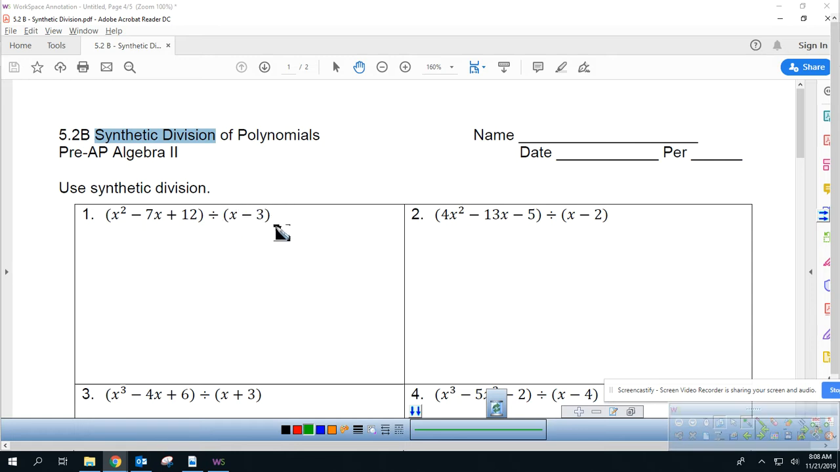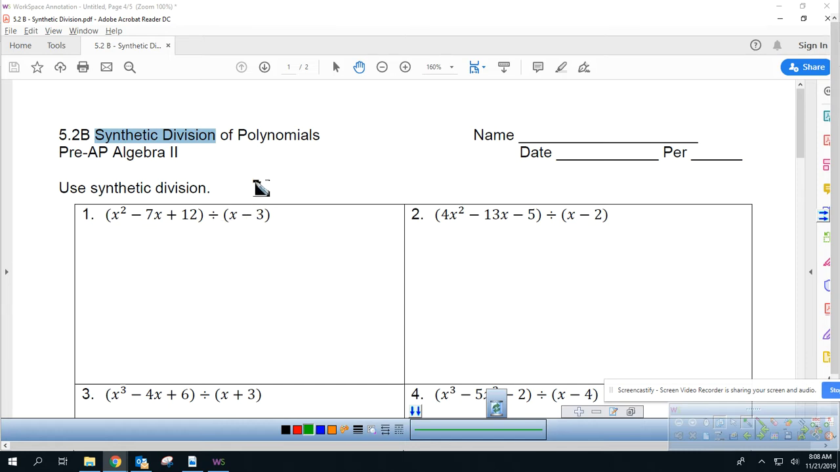Okay, if you do not have a linear factor that you are dividing with, the divisor right here has to be linear. If it is not linear, then you must do long division. But if it is linear, like today will be all linear, then we are going to work on these problems with synthetic division. And to use synthetic division, it looks a little bit different.